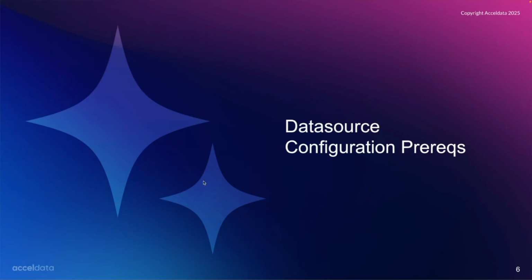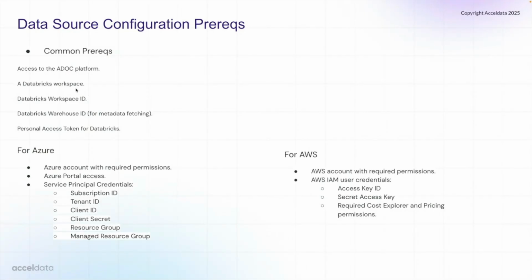So, what are the prerequisites required for configuring a data source from Databricks? As we know, Databricks can be hosted on multiple cloud platforms. Right now with ADOC, we support Databricks that is hosted or configured on top of Azure and AWS. As part of the common prerequisites, we would need access to the ADOC platform, a Databricks workspace, the Databricks workspace ID, Databricks warehouse ID, and personal access tokens for connecting to Databricks.